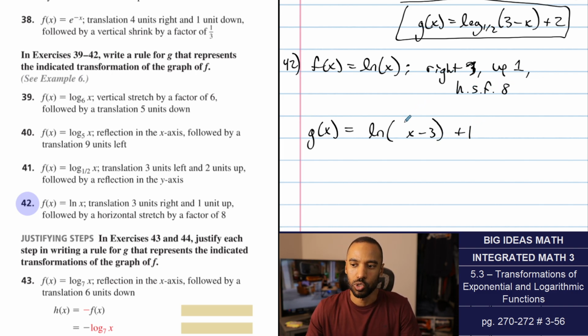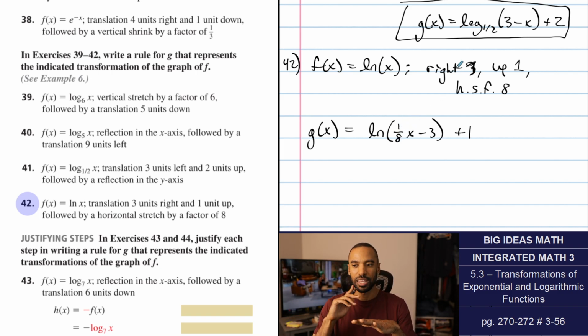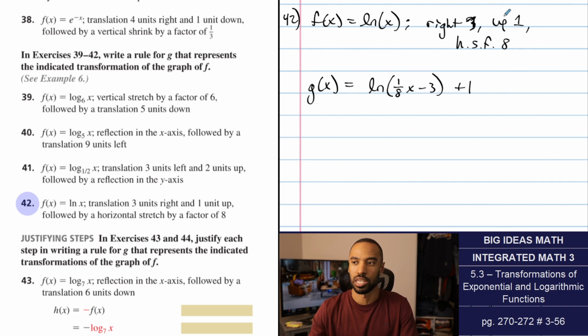And it says horizontal stretch by a factor of 8. That makes this a 1/8 right here. Do I stick a 1/8 there without the parentheses? Yes, because think about if you factored a 1/8 out of there, it would say x minus 24. 1/8 of 24 is 3, so it makes sense.